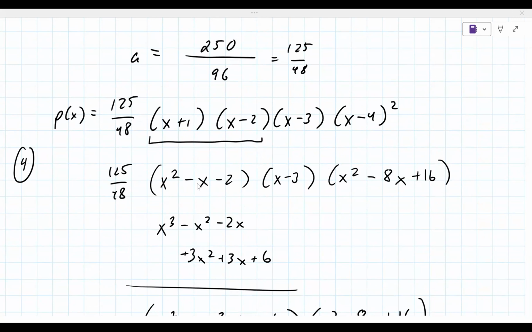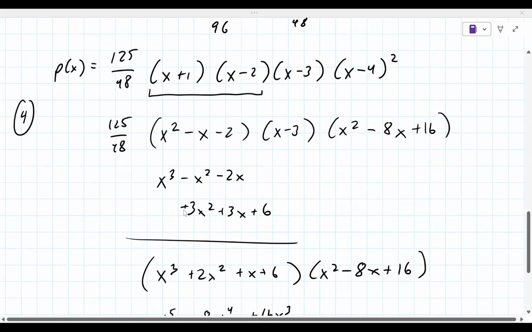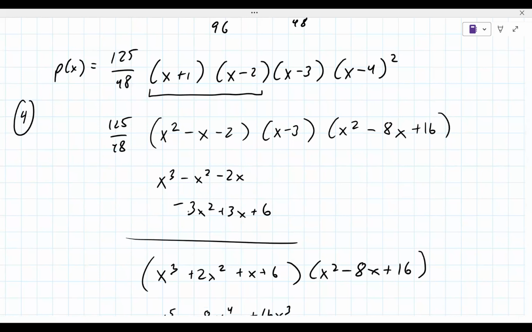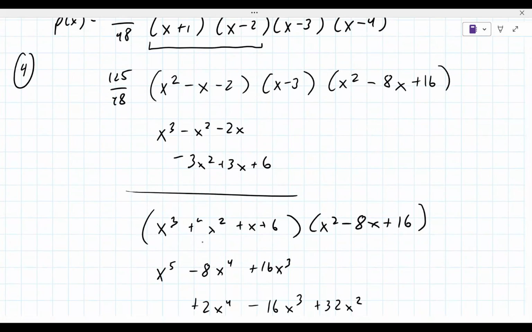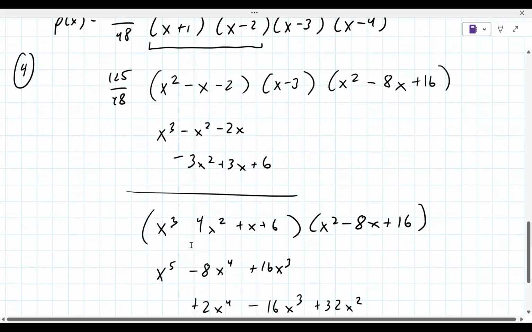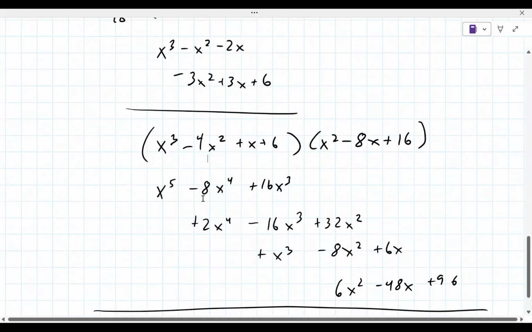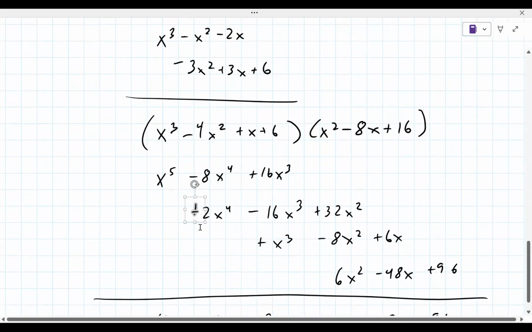Yeah. Okay. All right, so x cubed minus x squared minus 2x, minus 3x squared. There's a mistake. Minus 3x squared plus 3x plus 6. That becomes minus 4x squared. It's negative though. All right. Plus x plus 6. So that messes all of these up. Minus 4x to the 4th. This whole line is off. That's the issue.